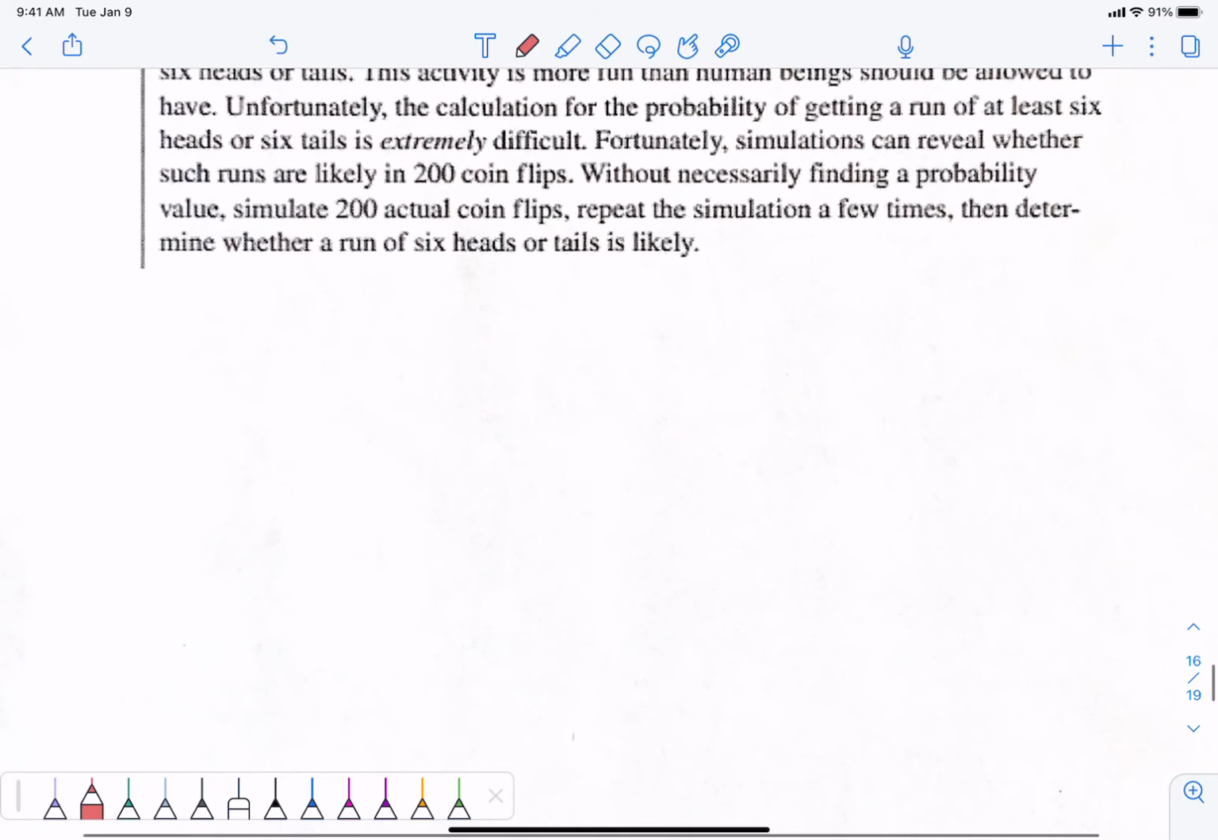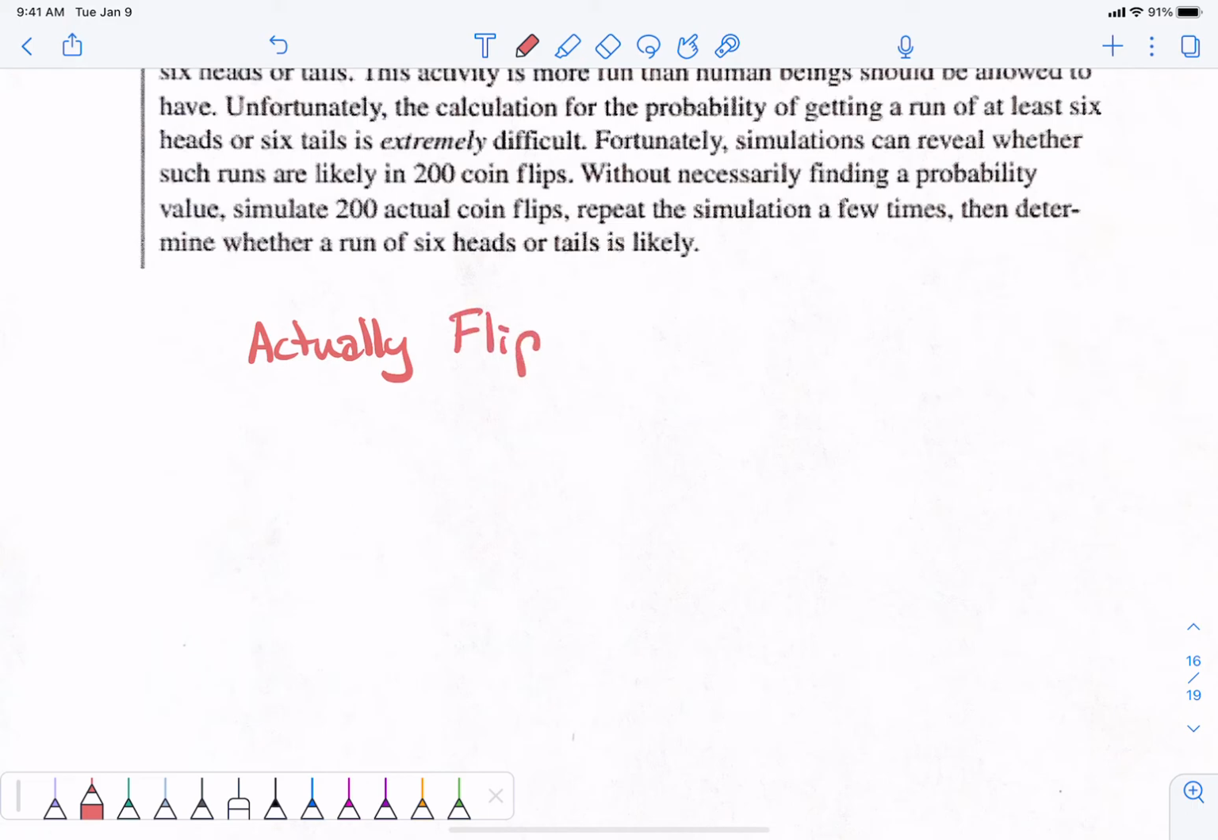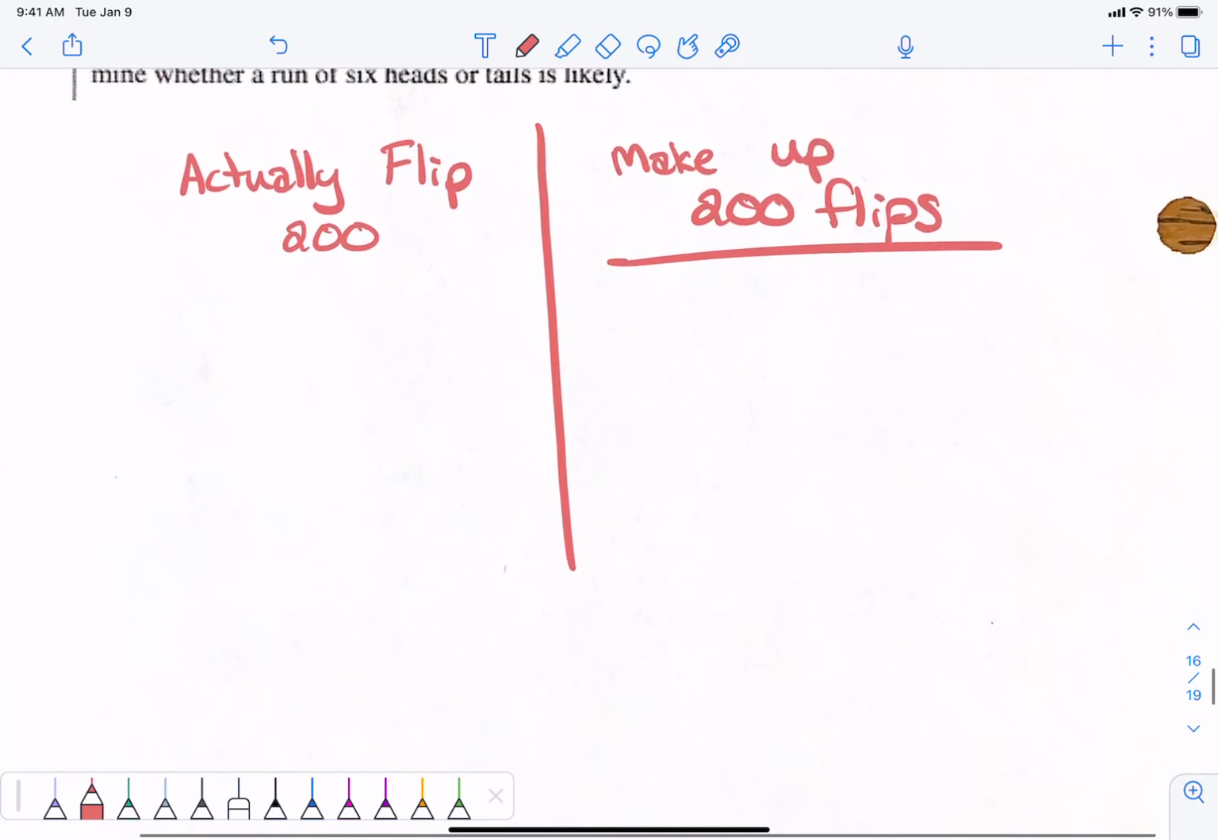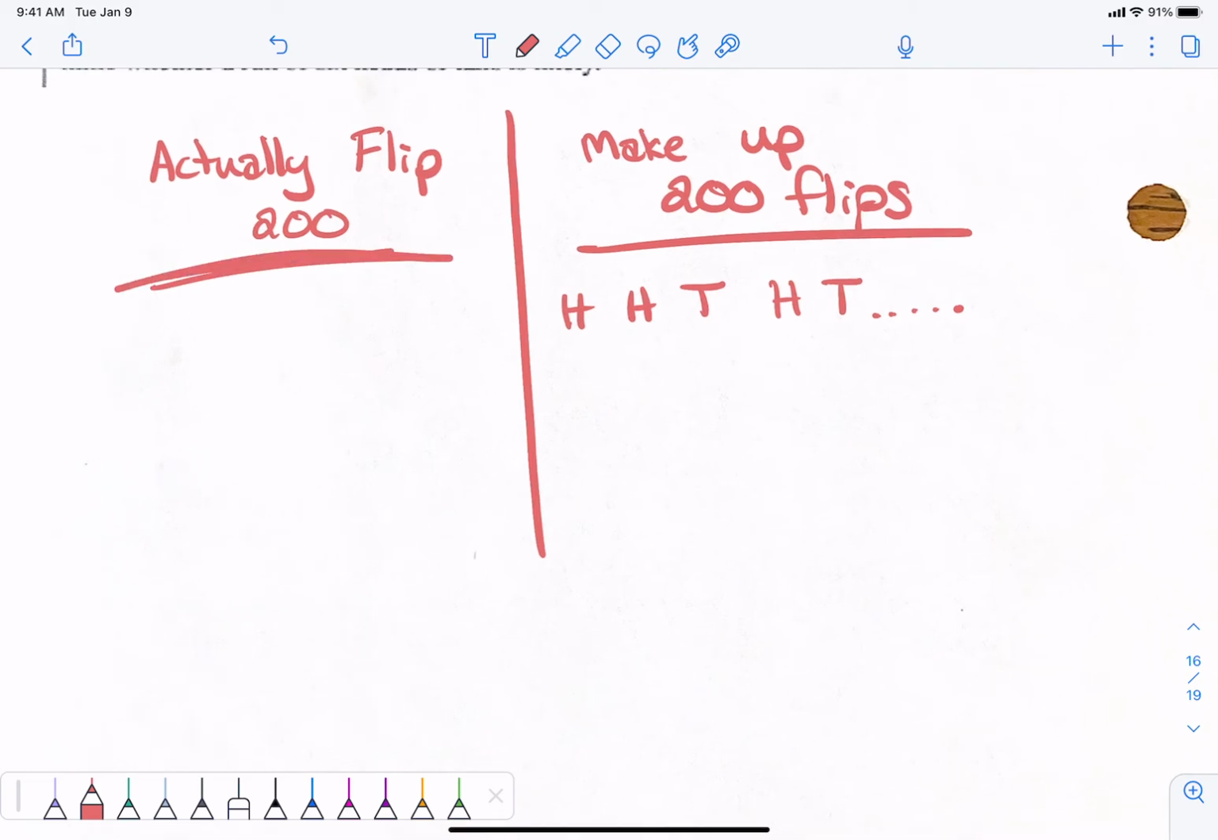So we have two things happening, okay? Some students are going home and they actually flip the coin 200 times, okay? And over here on the right side, we're going to have the other half of the class that are going to make up numbers. Make up 200 flips. So if I make up 200 flip numbers, I'm going to say heads, heads, tails, heads, tails, and I'm going to go on, right? I'm just going to make those numbers up. Versus these people over here actually have to flip the coin 200 times.